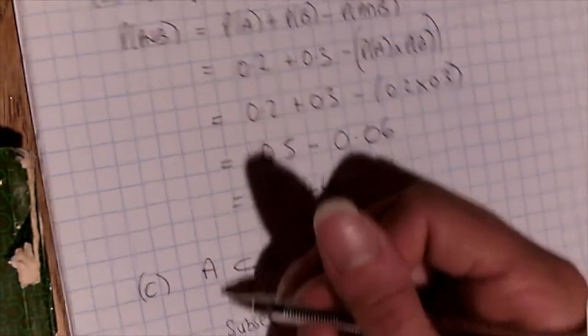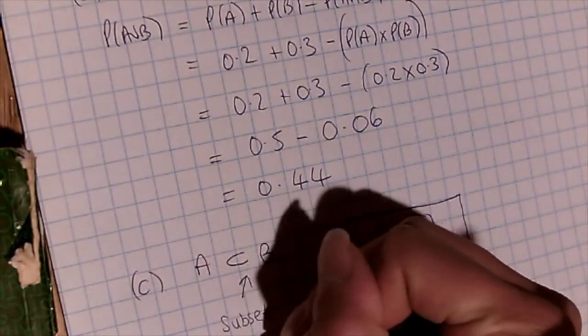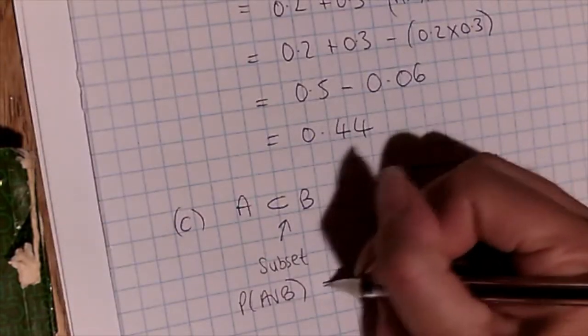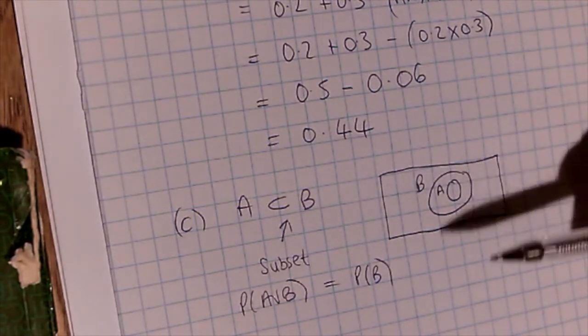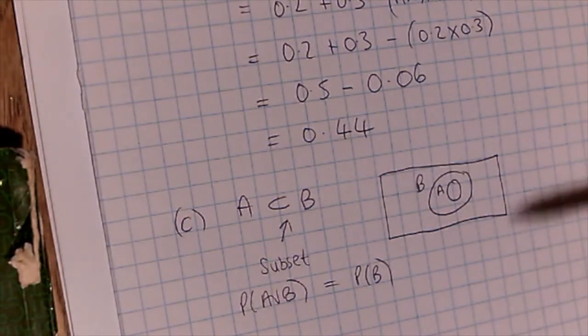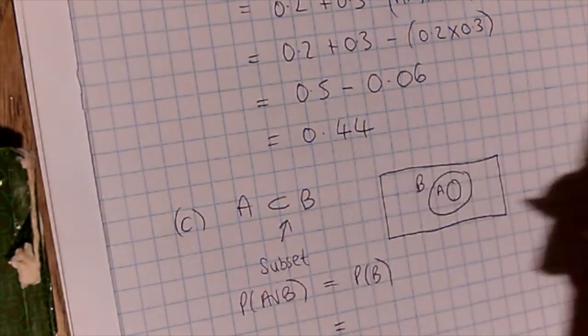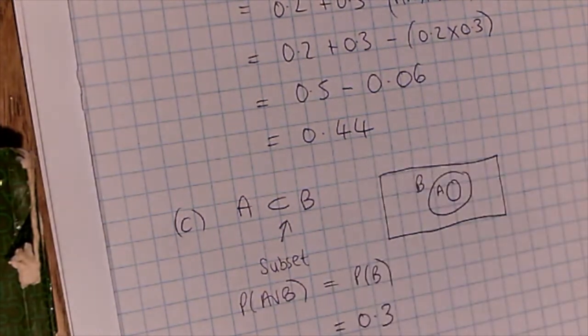Because of this, when we want to calculate the probability of A or B, it's simply just the probability of B. Because A is fully within B, then if we want A or B, we just need B, because that includes A anyway. And the probability of B is 0.3.